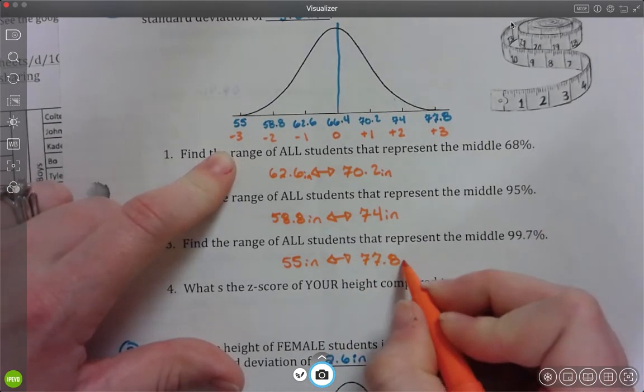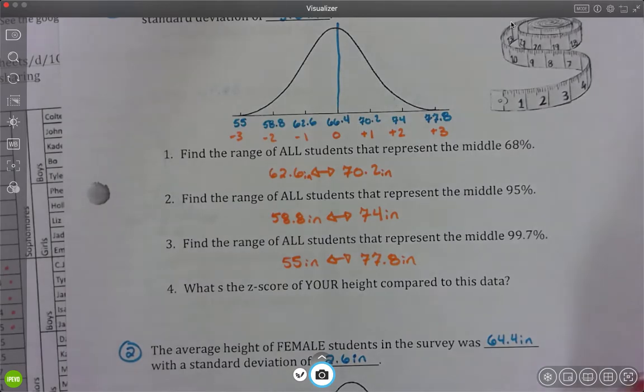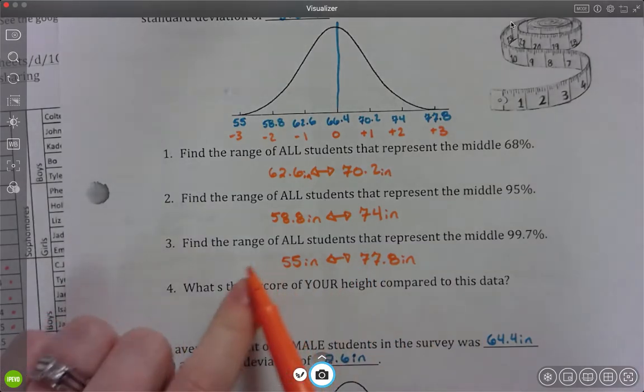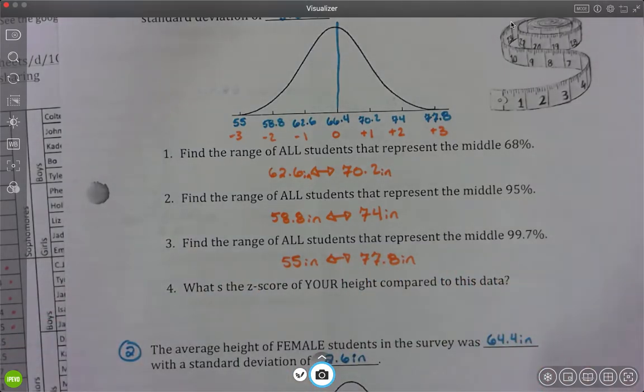So they're not saying it's impossible to be outside of that range, but 99.7 is going to cover just about everybody. So you might have one really freakishly tall person that's above 77.8. I don't think we have any, and I don't think we have anybody that's below 55 inches either. So basically all 100% of our kids are within that range according to the data that we have. But they're just saying there is a possibility that you could have somebody lower than 55 or above 77.8, but 99.7% are going to fall in that range.